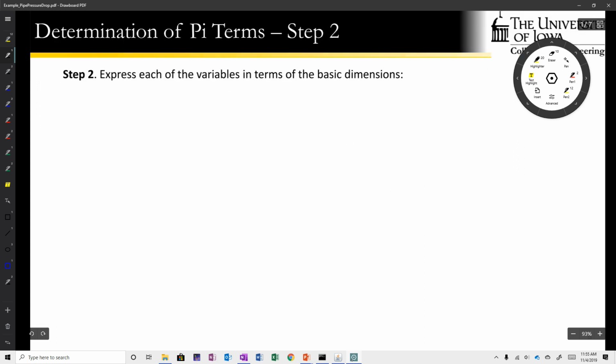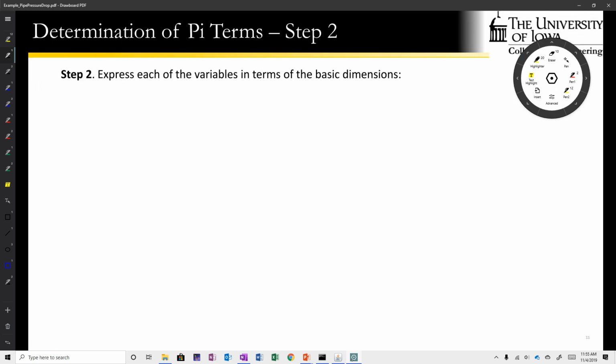All right. And we did do this last time as well, but express each of our variables in terms of the basic dimensions that make it up. So we've got delta P sub L, we've got diameter, viscosity, density, velocity. Here are our 5 variables. And we'll do these in mass length time and force length time, just so we have them both.